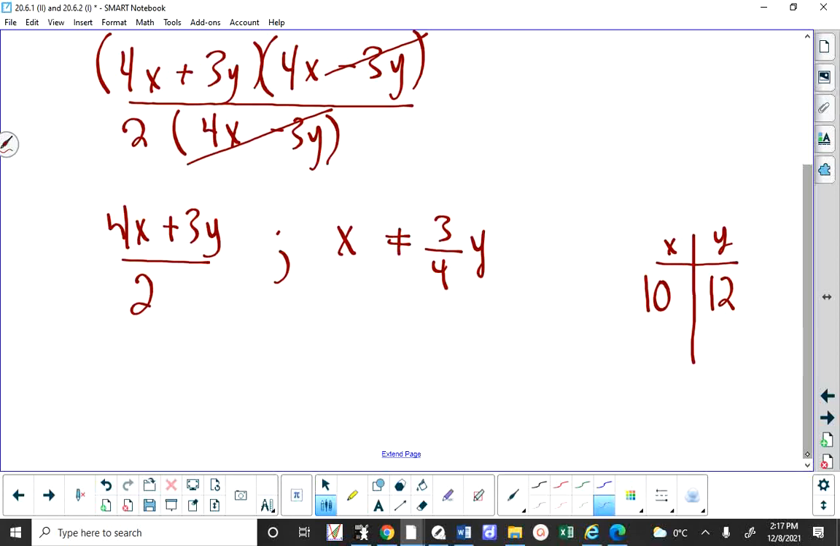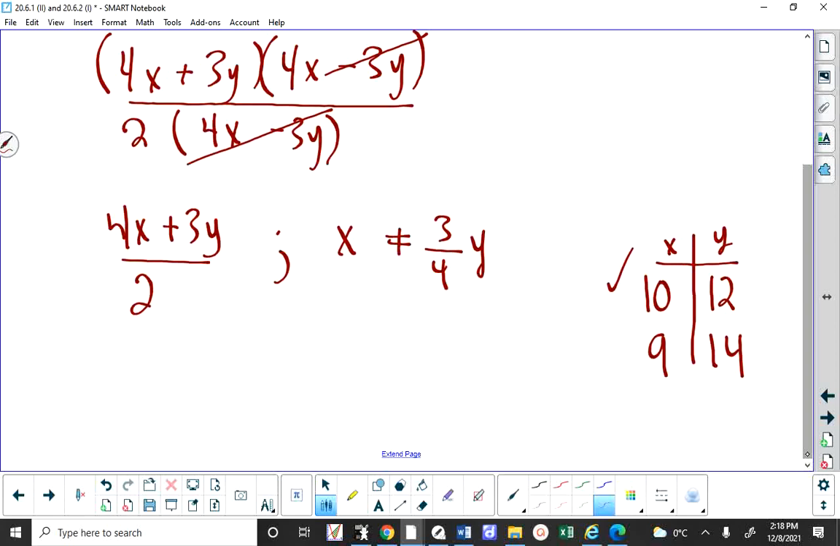What's 3/4 times 12? I think it's 9, isn't it? So x is not allowed to be 3/4 of y. If y is 12, x is not allowed to be 9. This is allowed. Let me ask you a question. If x is 9, can I use y equals 14? Yes, because 9 is not 3/4 of 14.